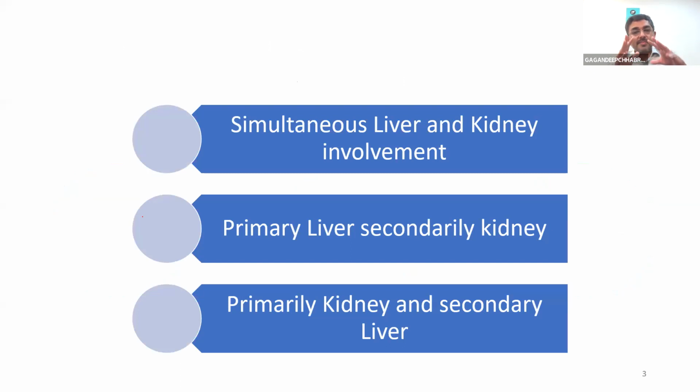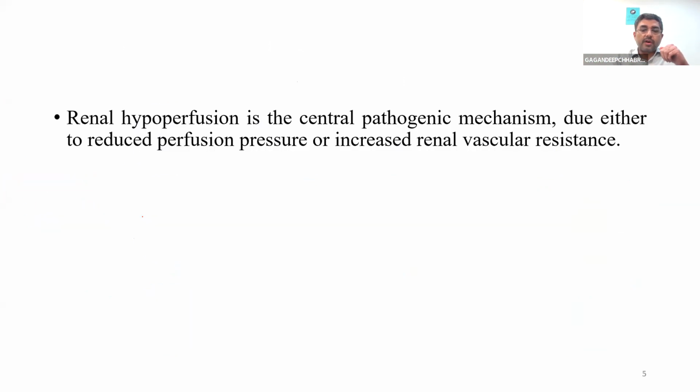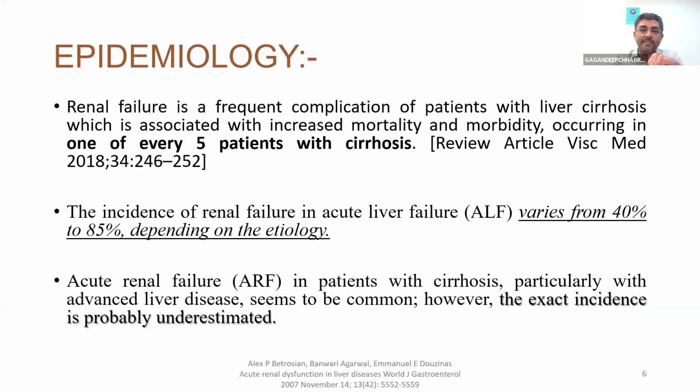So it can be simultaneous liver and kidney involvement. It can be primarily liver with a secondary kidney involvement. It can be primarily kidney with a secondary liver involvement. So renal hypoperfusion is the central pathogenic mechanism due either to a reduced perfusion pressure or increased renal vascular resistance. We will discuss them in detail.